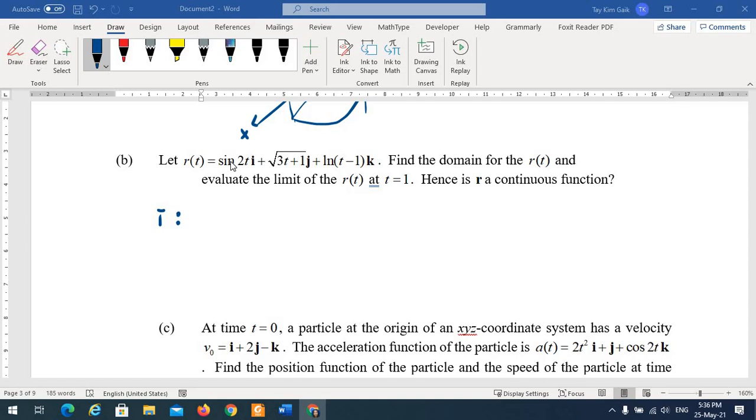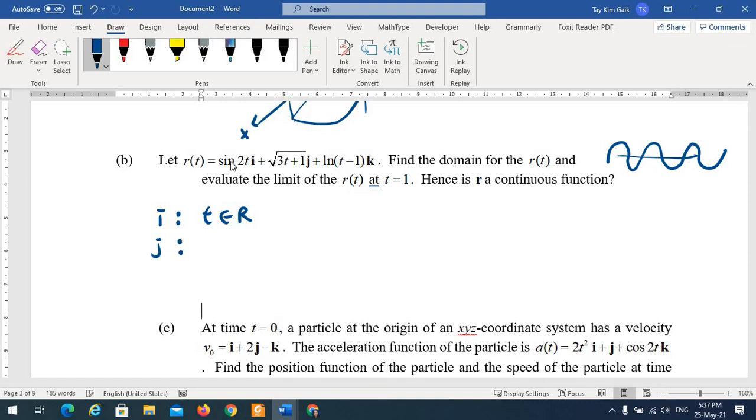Real number, or any number that cannot be taken? Any number, yes, because the graph of sin is actually non-stop. So t is a member of real numbers. The graph of sin or cos is defined from negative infinity up to positive infinity. So for component i, t is a member of real numbers.